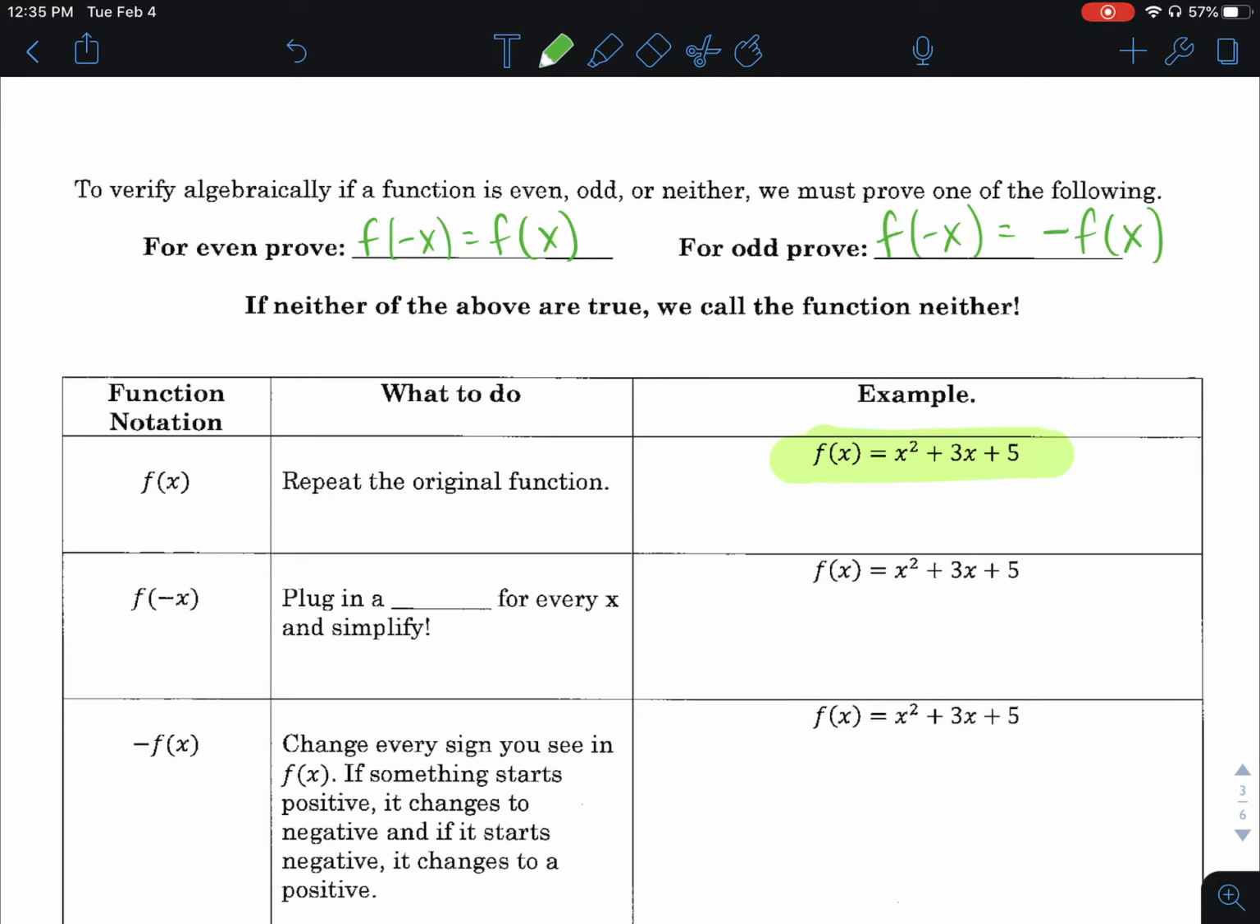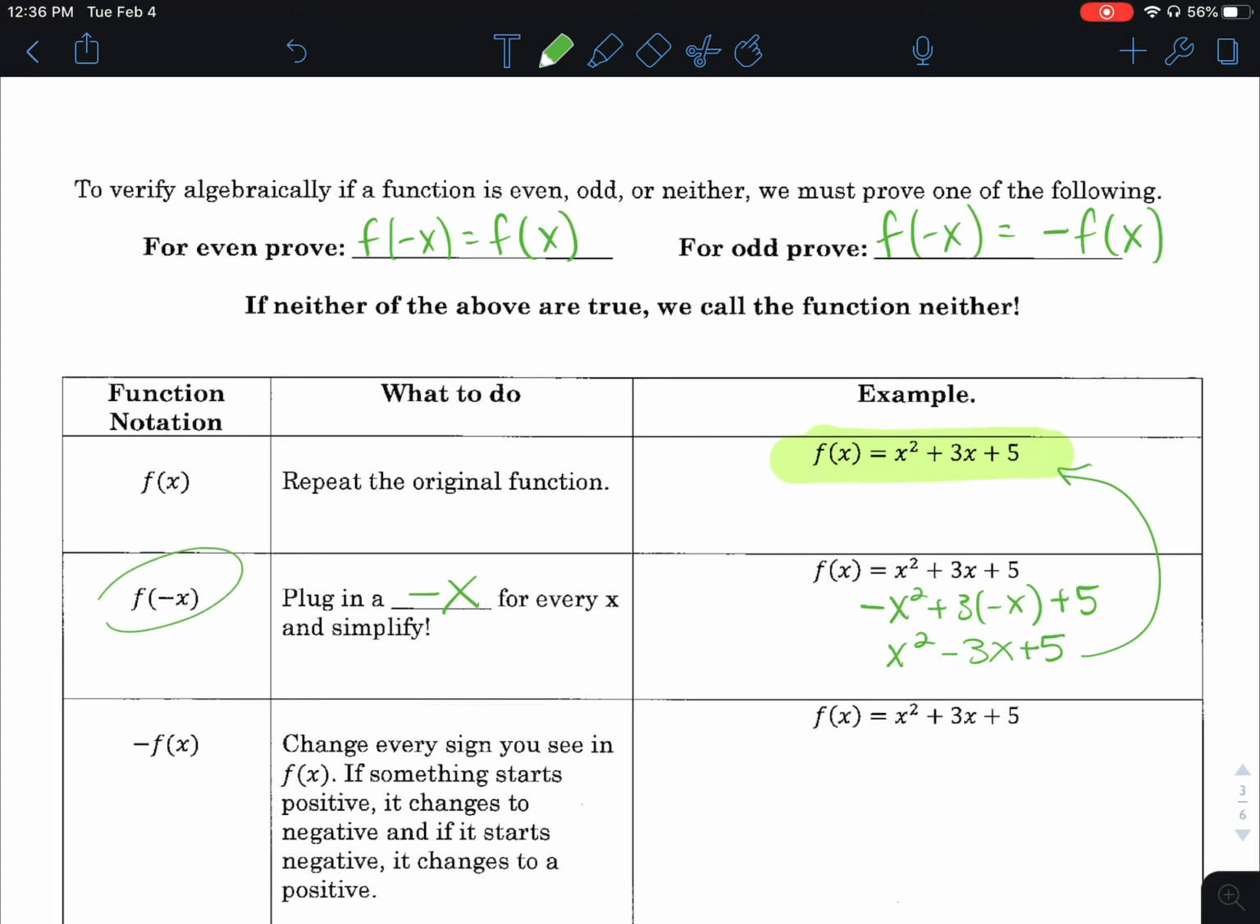Plug in a negative x for every x and simplify. So instead of x squared, this becomes negative x squared plus 3 times negative x plus 5. Negative x squared becomes x squared. 3 times negative x becomes negative 3x, and then plus 5. Let's compare this back to our original. Does it stay the exact same? It does not, so therefore it can't be even.